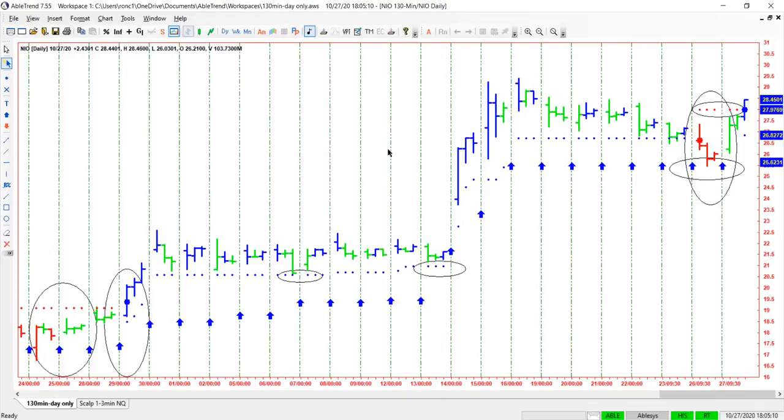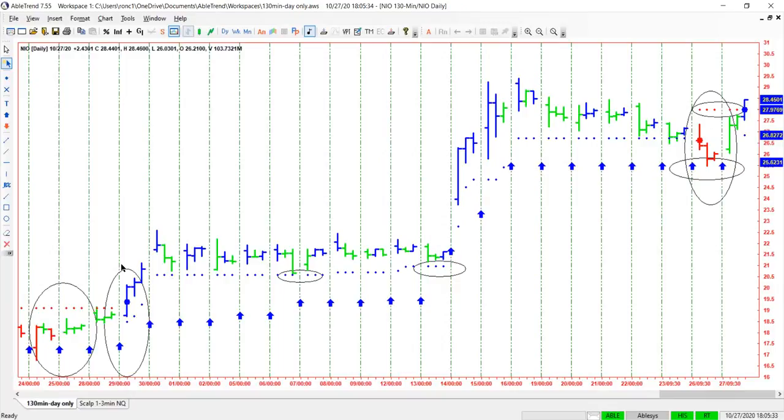Here's one you can paper trade or take a look at, maybe do a practice trade. Again, NIO, 130-minute daily combination, new buy signal today. So after a huge winning trade about a month ago, which was the only trade we had on this, we stayed in this one for almost a month.